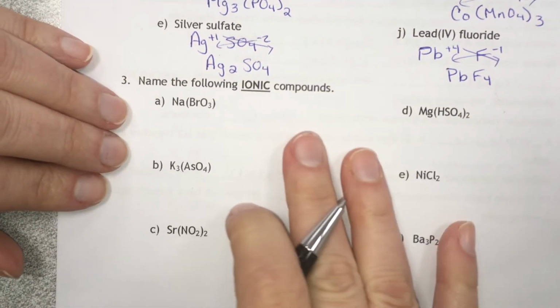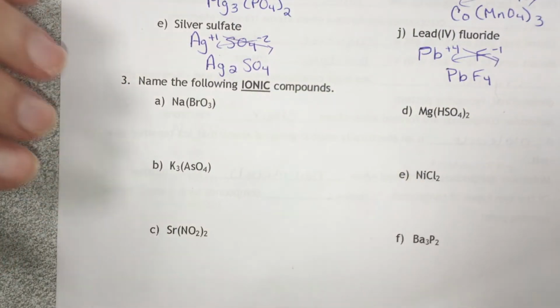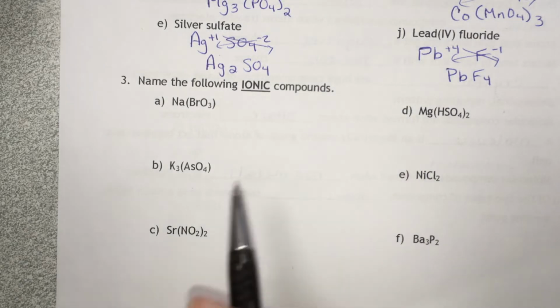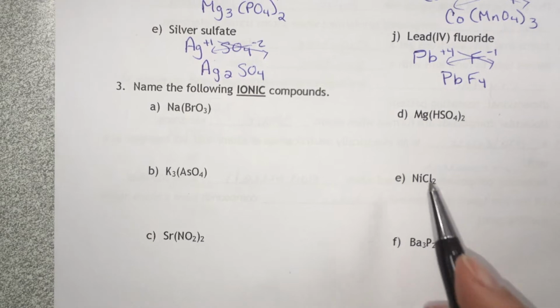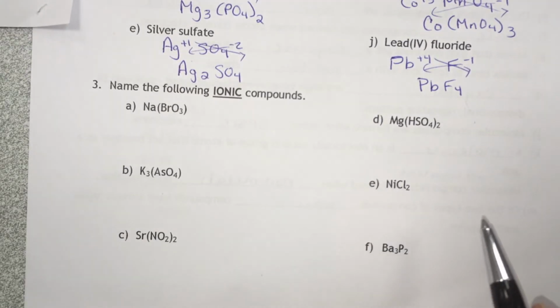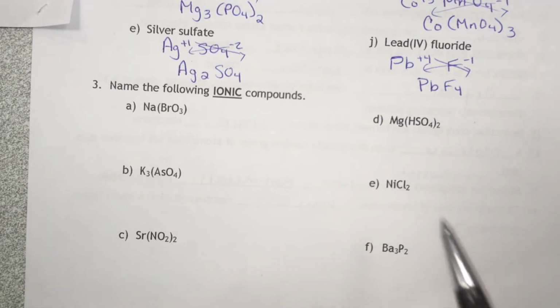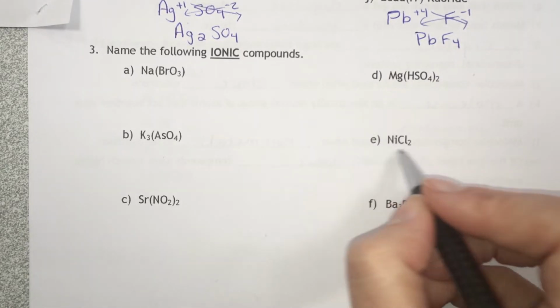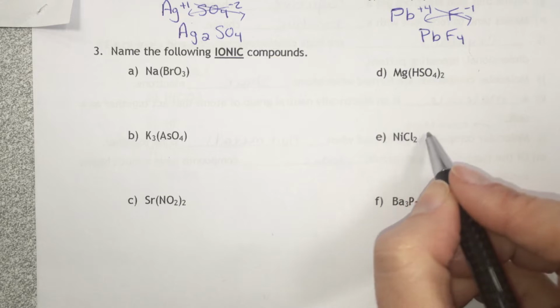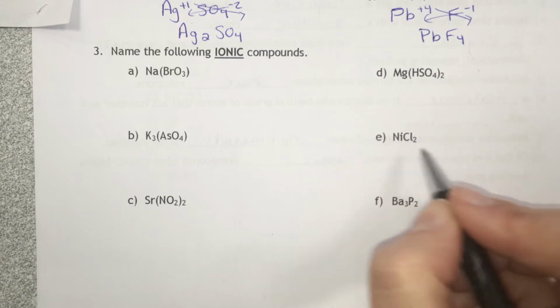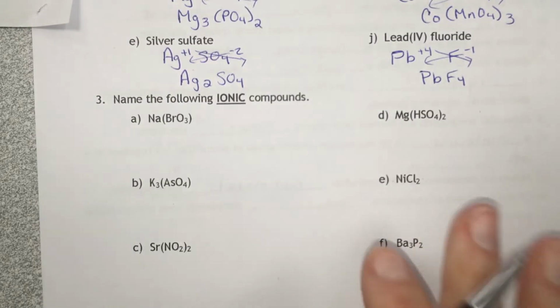All right, name the following ionic compounds. So now we're just naming them. This is super easy. The only difficult thing that I would say to watch out for is when there are multiple charges like this one. This is where we have to find out how much the anion side of the molecule is, and then have to even it out. I'll show you when we get there.